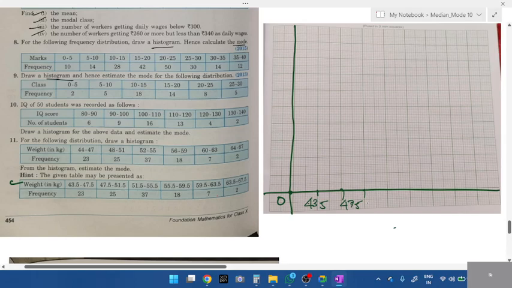Be quick, students. 47.5. Next we have 51.5, 55.5, 59.5, 63.5, 67.5. Now tell me x-axis. Oh, sorry, y-axis. Weight in kg. Next, tell me y-axis, students. Frequency.